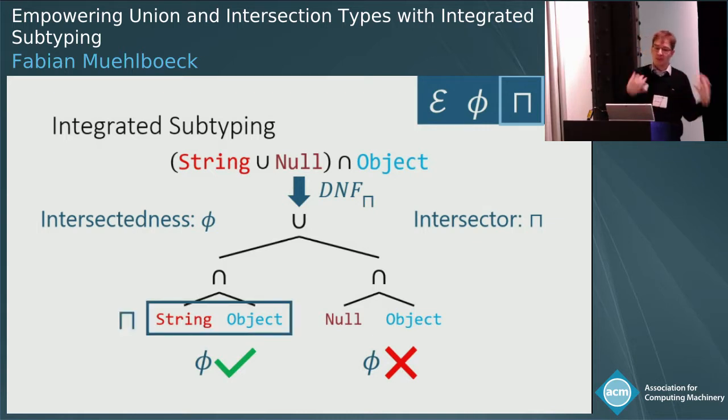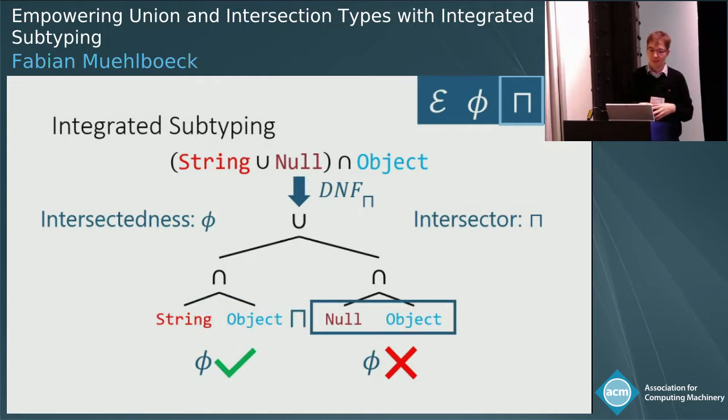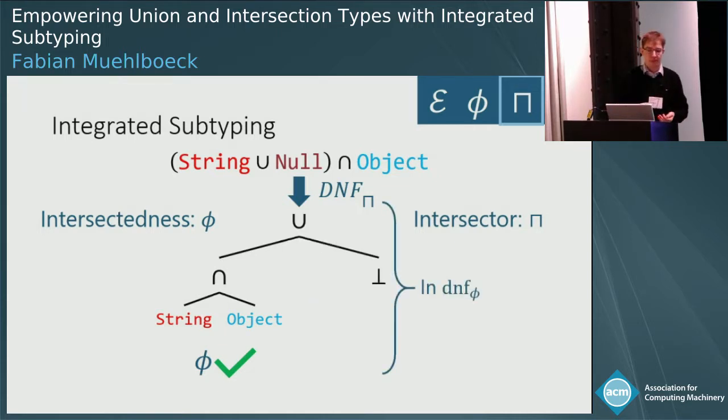And again, we apply it to this intersection of string and object, and that's fine. So the intersector leaves it alone. But null and object are disjoint. And so the intersector replaces it with bottom in the resulting type. And so the result of applying DNF with the intersector is a type that is still in disjunctive normal form, and where all parts now satisfy this intersectedness predicate that you specify.